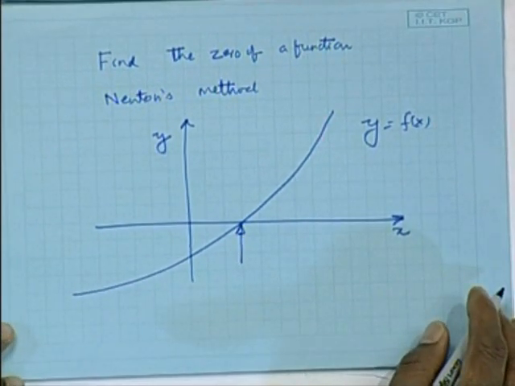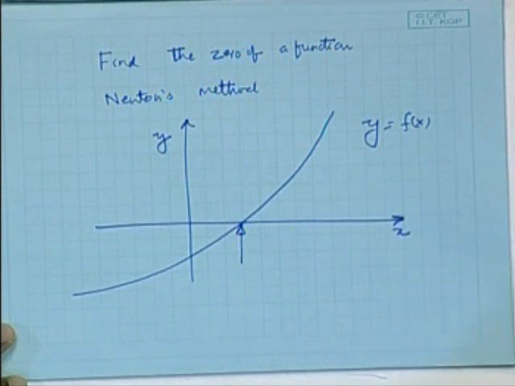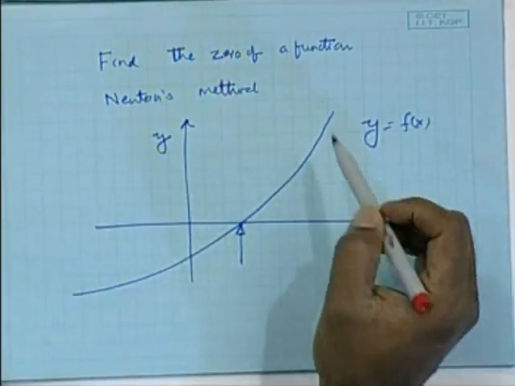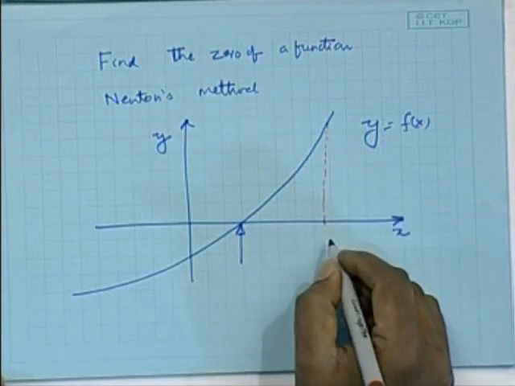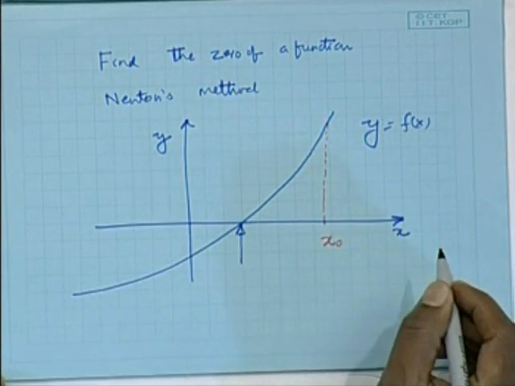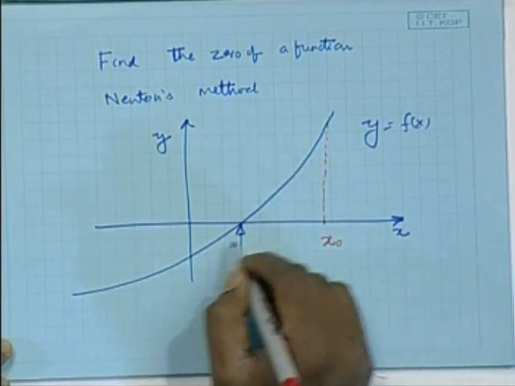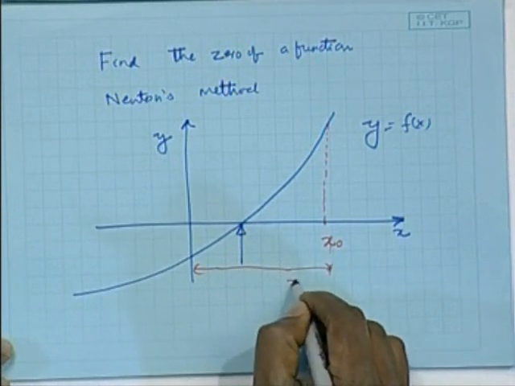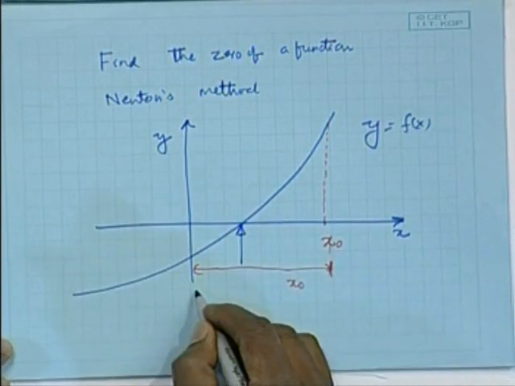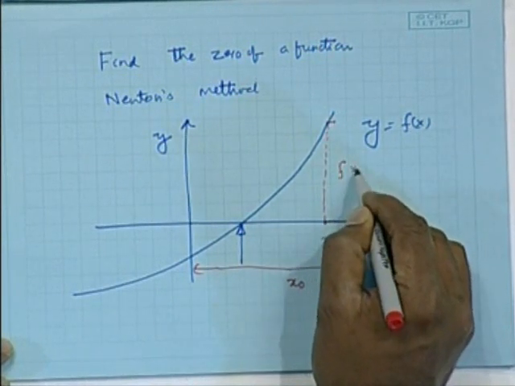So how do I find the zero of a function? It can be solved by an iterative method. Let me take the red pen. My first guess, let us say, is x naught here. Then what will be my next guess? This is x naught, from here to here. The distance on the y axis is zero, and this is f of x naught.